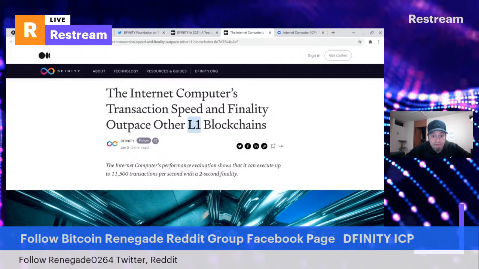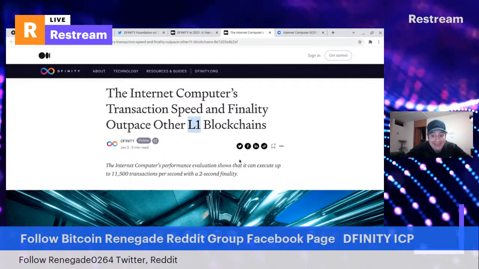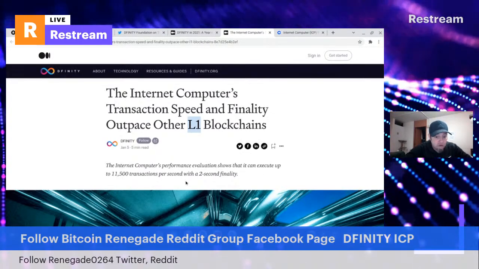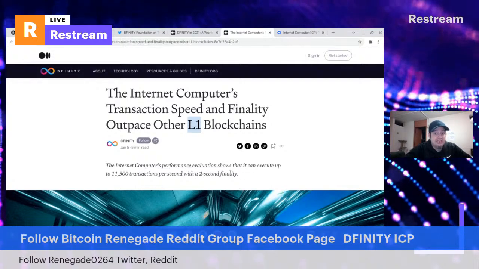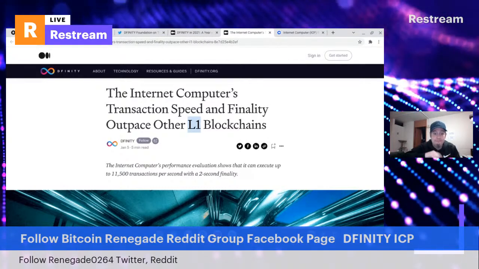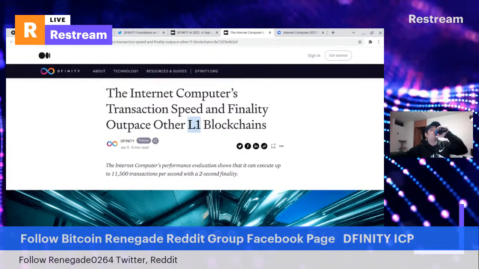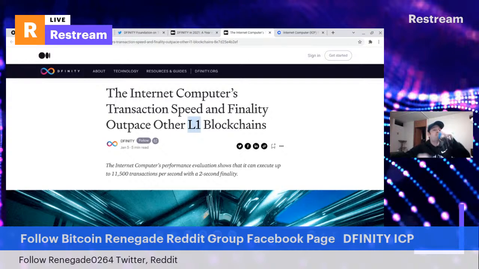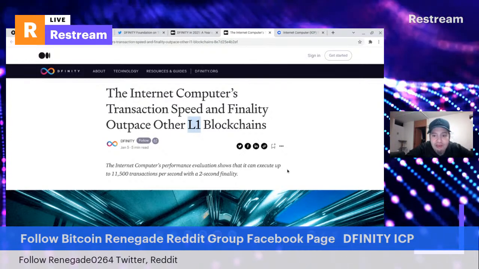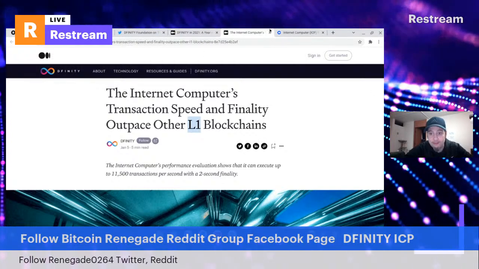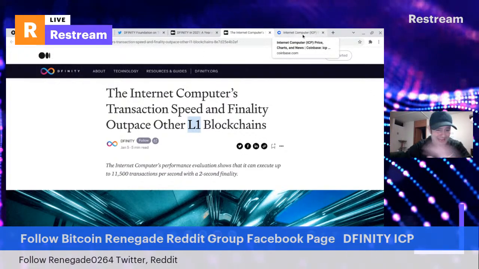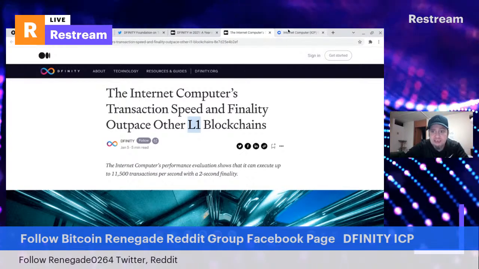So the Internet Computer's performance evaluation shows that it can execute up to 11,500 transactions per second with a 2-second finality. That's huge. Is that internet speed? That sounds pretty fast to me. So that's what you need to think of when you think of Internet Computer and the crypto. Now, I'm not going to read a lot of that. I just kind of wanted to explain to you what Internet Computer is.